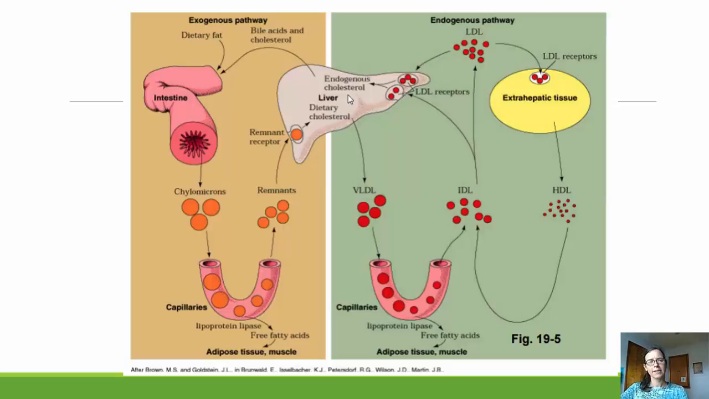Next, we're going to take this a step further and talk about the endogenous pathway for cholesterol and fatty acid transport. Once this dietary cholesterol is back in the liver, the liver is either going to repackage it as cholesterol in bile acid and excrete it back into our intestine, or it's going to package it for distribution to the rest of the body in the form of VLDL. I'm just doing an overview here, and then we're going to go into more detail.